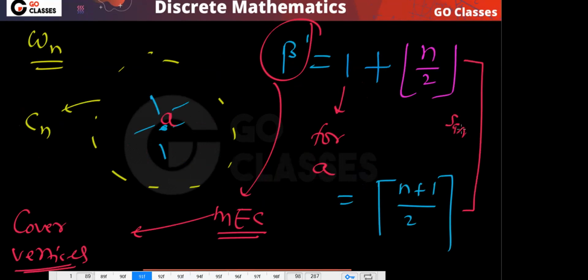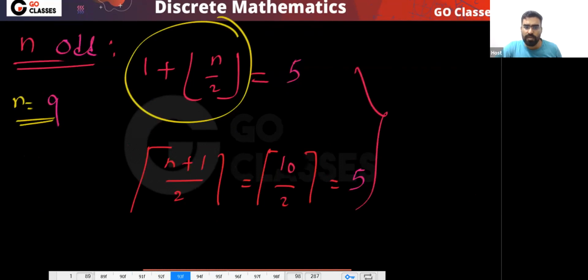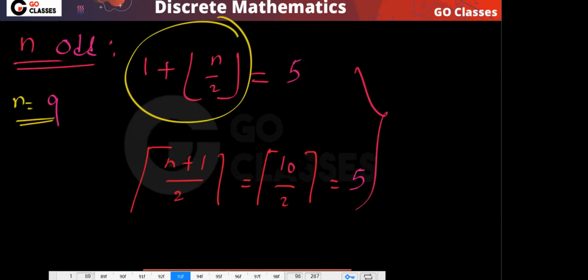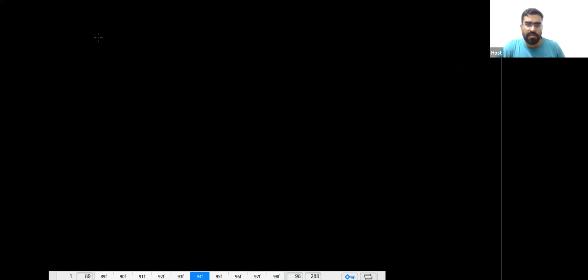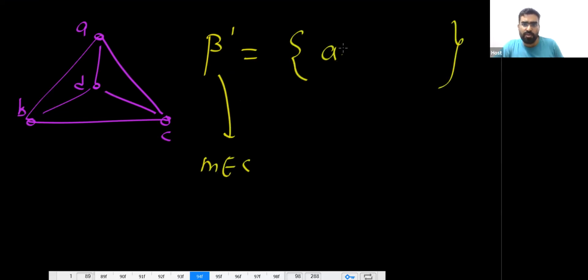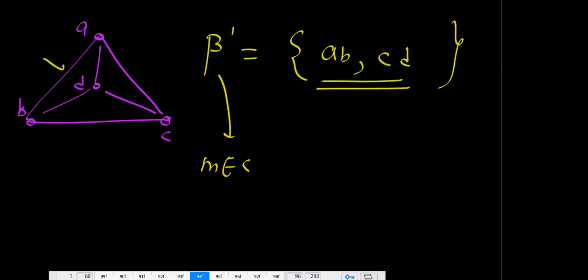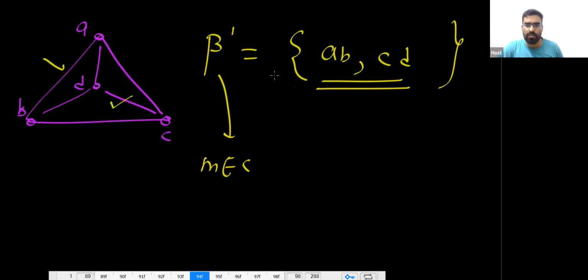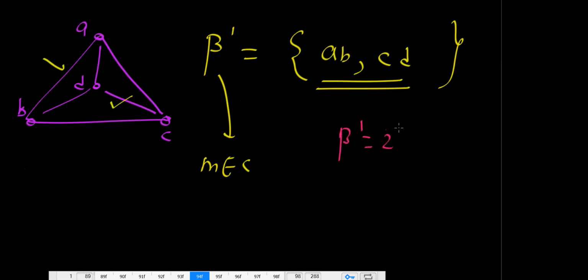So for the wheel graph of 3, what should be the edge covering? That should be 2. Just take the wheel graph with vertices A, B, C, D. We want to find the minimum edge covering. If you want the minimum edge covering, then you can take the edge AB and the edge CD. That will be beta dash, which will be equal to 2.